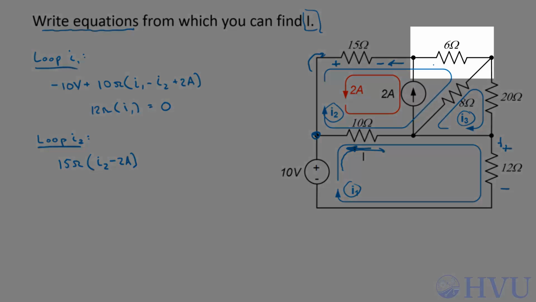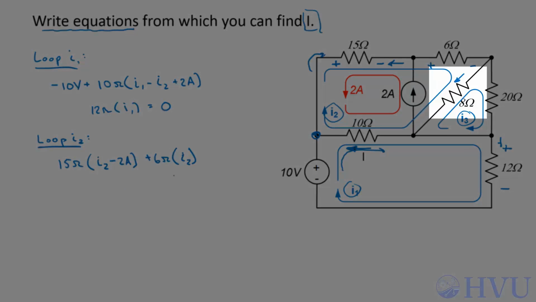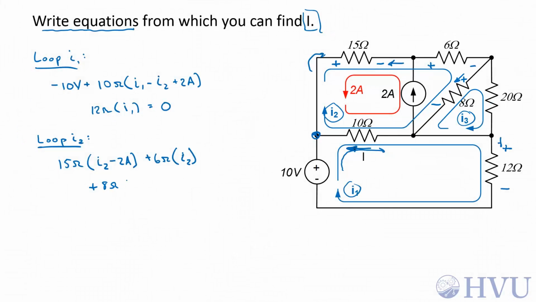The next resistor I pass through is the 6 ohm resistor. I'm going to set up its sign convention according to the direction of I2, so this becomes 6 ohms times the only mesh current going through that resistor, which is I2. Next, I pass through the 8 ohm resistor. Again, I'm going to set my voltage sign convention such that I2 enters the positive terminal. So this becomes 8 ohms times I2, and I3 is now entering the negative terminal, so I3 is a negative contribution.